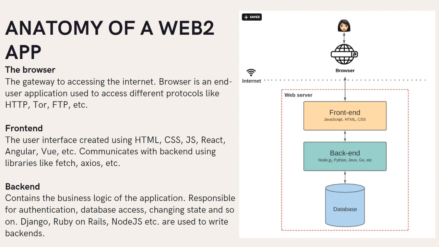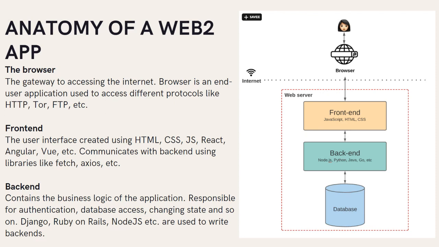Moving on, the backend is what contains the business logic of the application. For example, you might want to post a story on Instagram. The application authenticates that it is you who is posting the story, then stores the image, then counts the number of likes that it gets. All this is contained in the backend of the application, right?